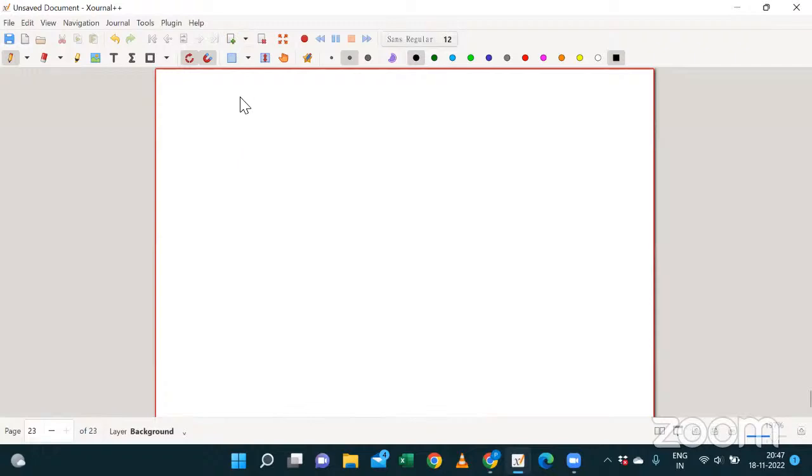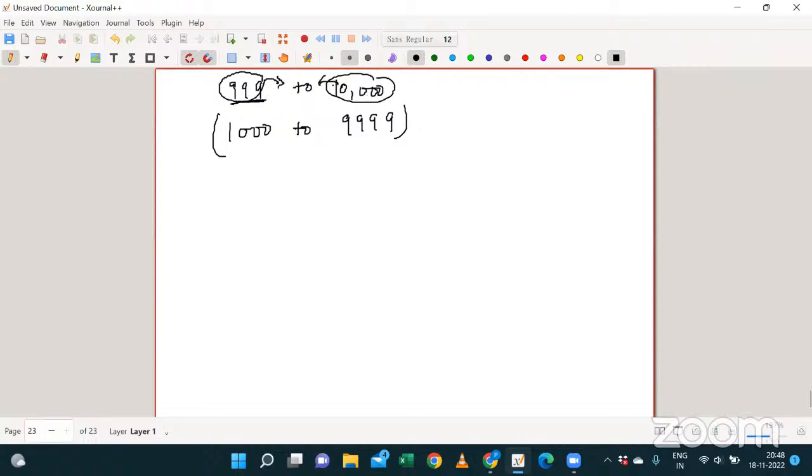I have to form the numbers between 999 and 10,000, so it's not 0. That means I can make the 4-digit numbers, from 1,000 to 9,999. We have to use the digits 0 to 9 with repetition, so I can repeat the digits.